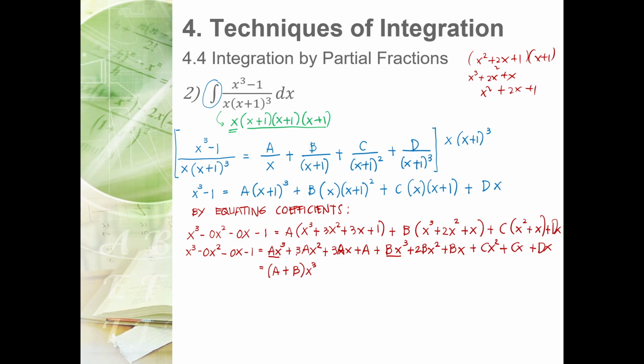Okay. So next are the squared terms. 3Ax squared, 2Bx squared, Cx squared. There's no Dx squared. So plus 3A plus 2B plus C, times x squared. So next are the x terms: 3Ax, Bx, Cx, and then Dx. So you have 3A plus B plus C plus D, times x. And then lastly is the constant term, which is your A.